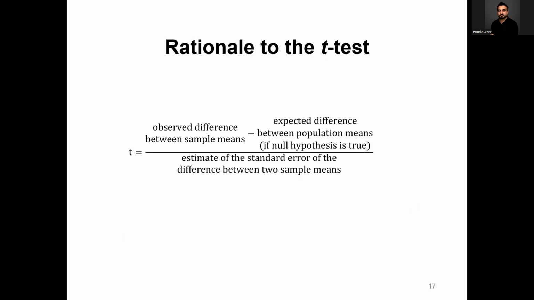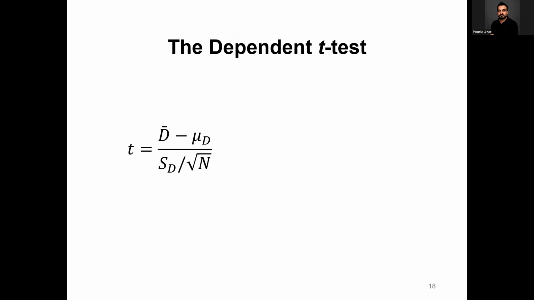How to calculate t? In the independent t-test and paired t-test, we get a t statistic. And this is the formula. You don't need to remember this formula. SPSS will do that for us. So t is the observed difference between sample means minus the expected difference between population means if the null hypothesis is true, divided by the estimate of the standard error of the difference between two sample means. So this is the formula.